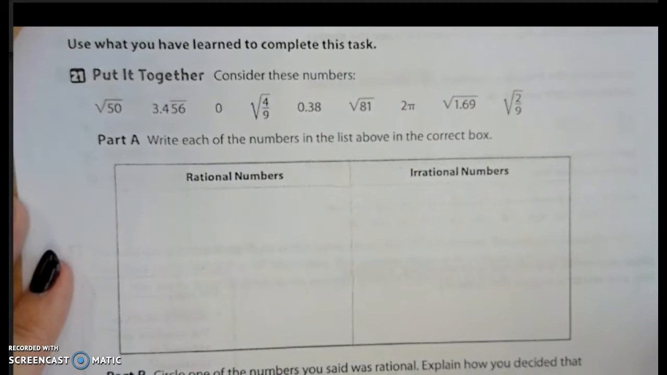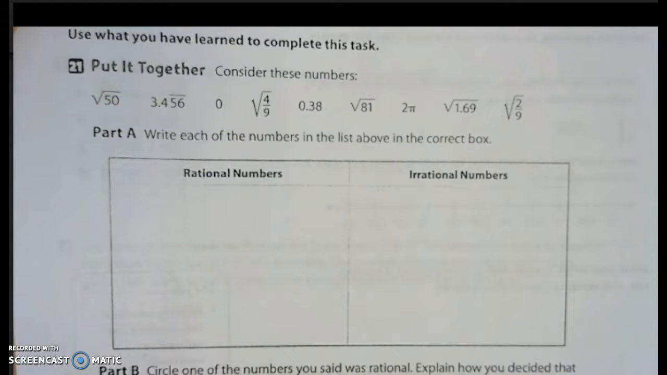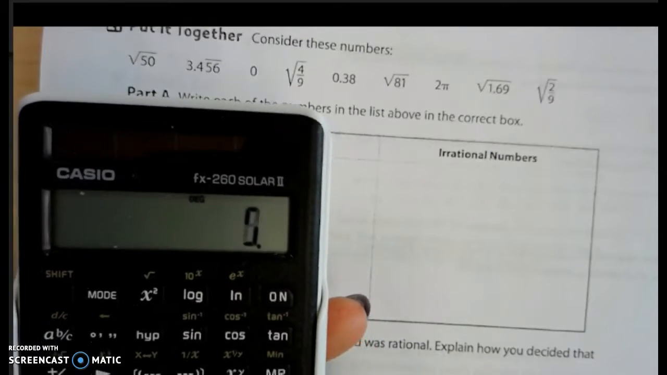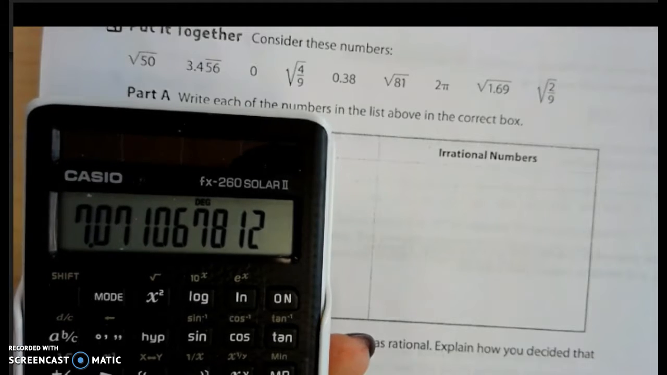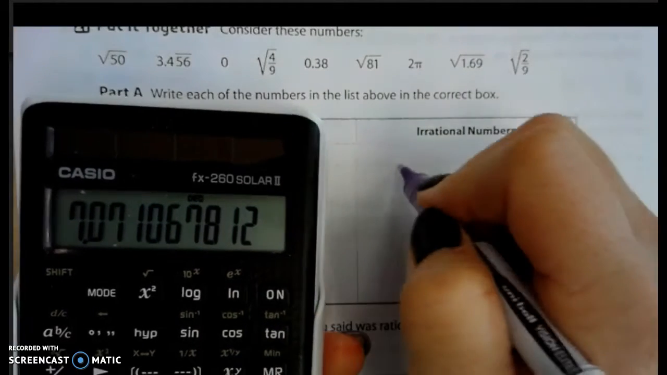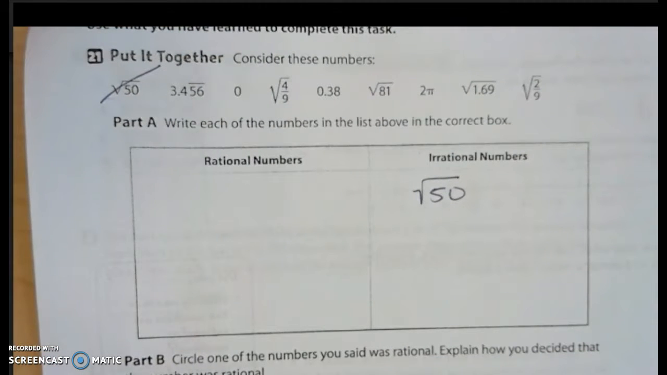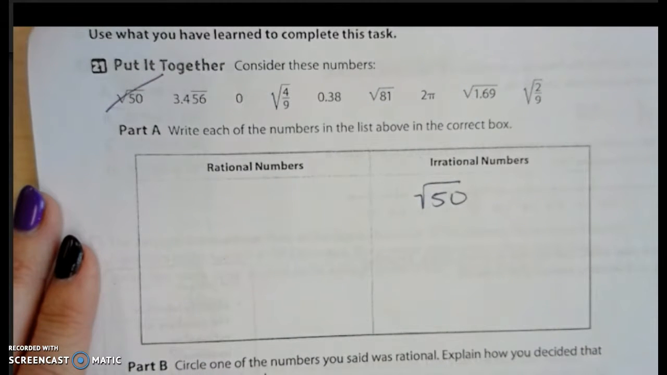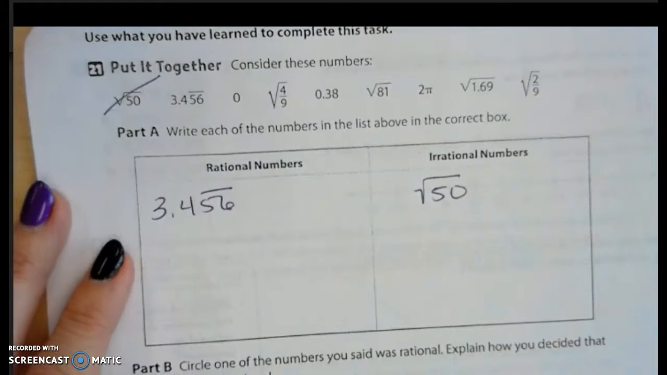Now, the square root of 50 is not a perfect square. And if you remember, those imperfect squares, they do not ever work out well. So if you had a calculator, you would take the square root of 50, and you would come up with this number. All of those random decimal points makes that an irrational number. Square root of 50 is irrational. 3.456 repeating is a repeating decimal, and all repeating decimals are rational. Okay, it is rational.